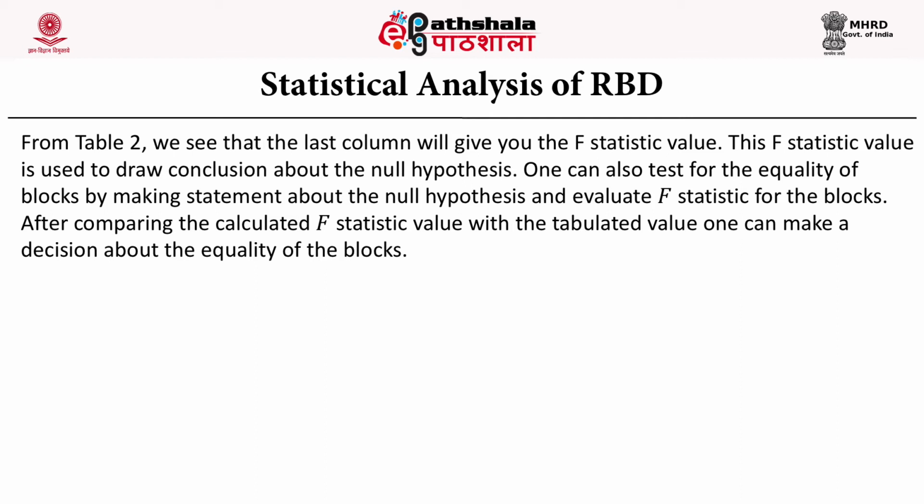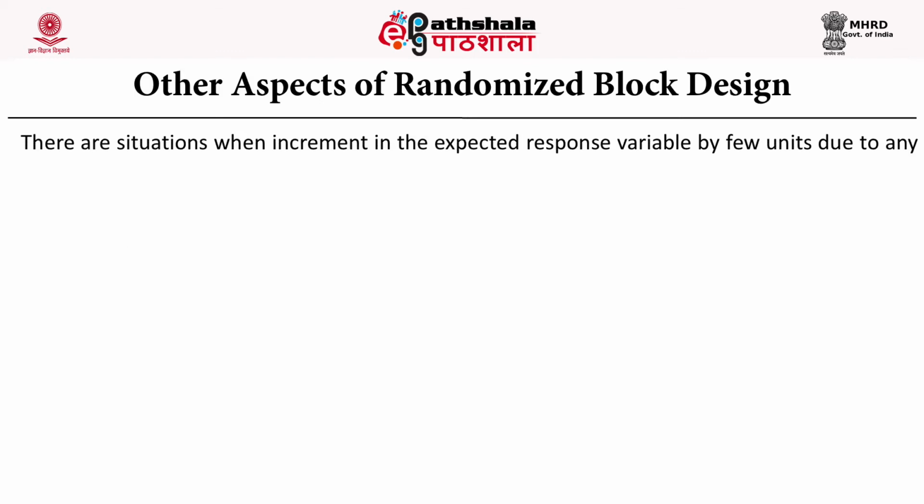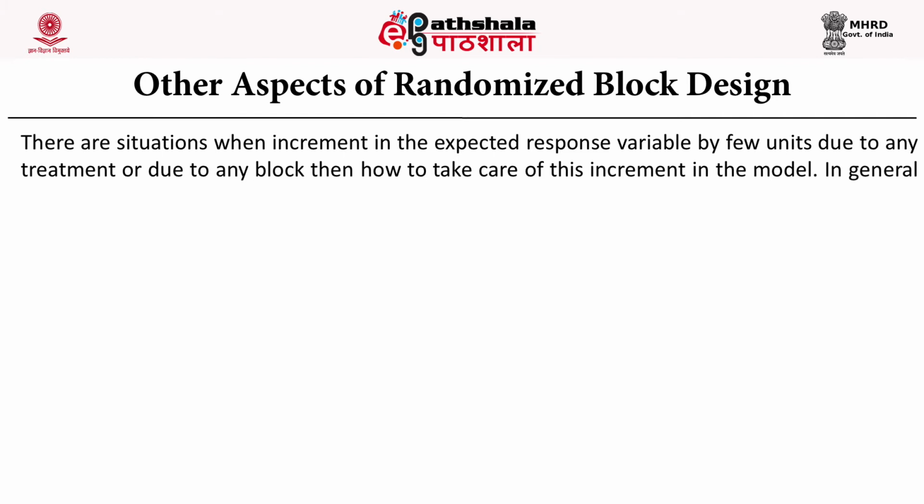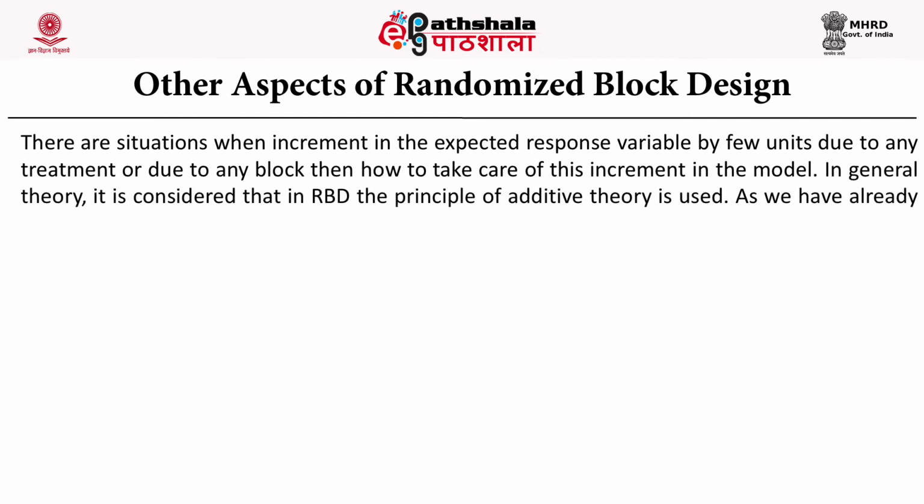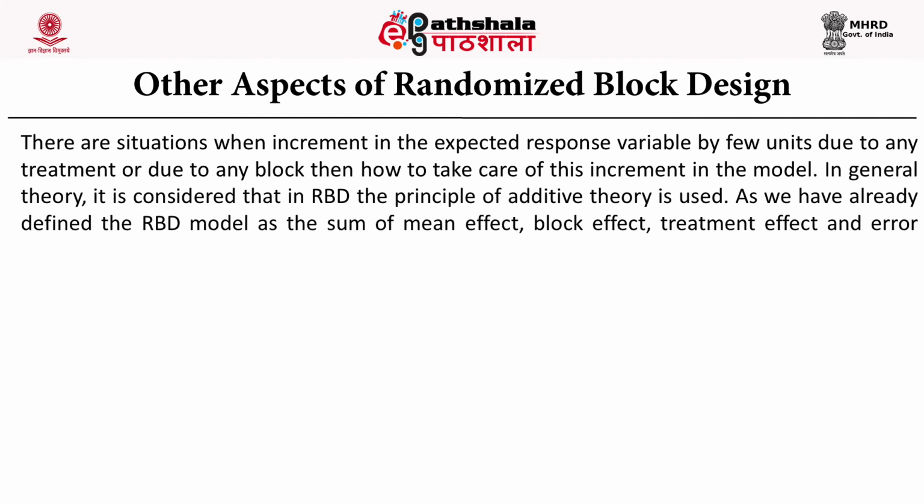After comparing the calculated F statistic value with the tabulated value, one can make a decision about the equality of the blocks. So there are other aspects of the randomized block design. There are situations when the expected response variable increases by a few units due to any treatment or any block, so how do we take care of this increment in the model?